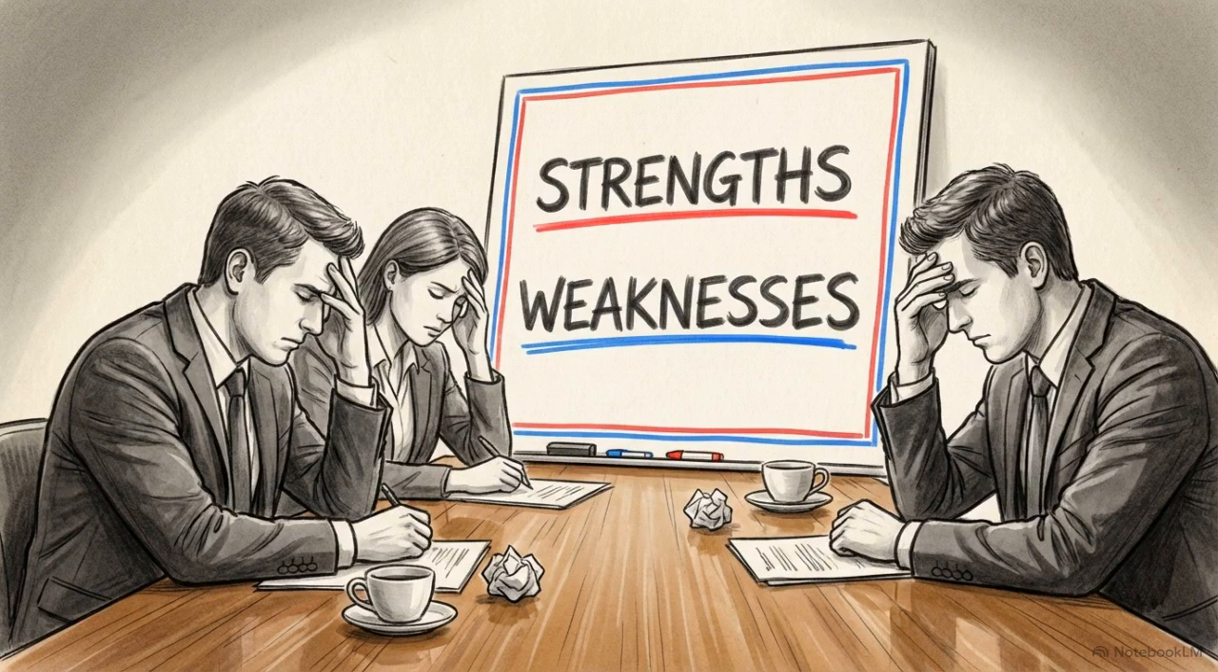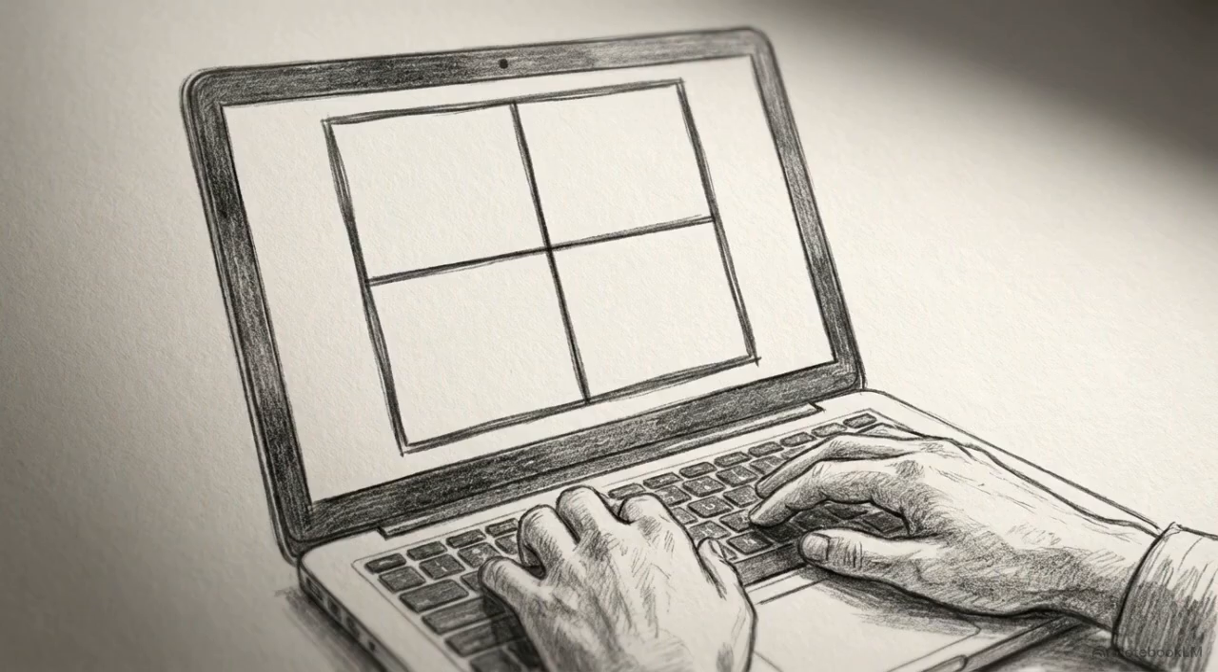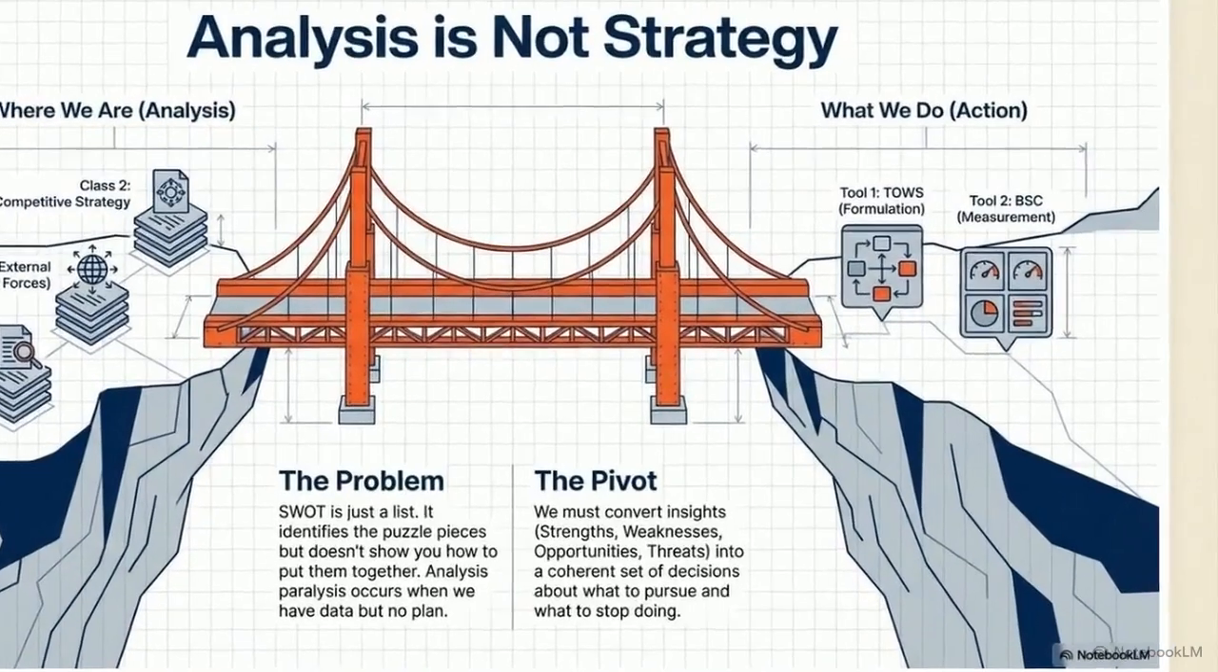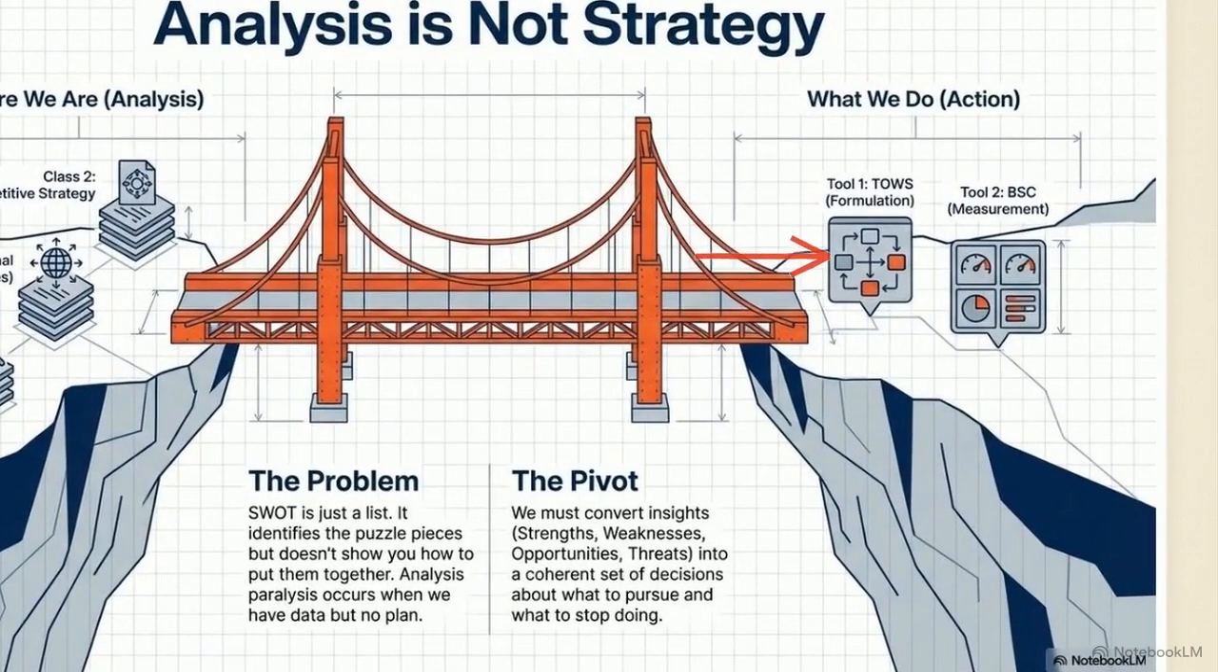This is where most organizations stop. SWOT categorizes your data points effectively, but it doesn't provide the logic to connect those factors into an actionable plan. We have to look at this bridge diagram. It illustrates the crossing from the where-we-are analysis cliff on the left to the what-we-do action cliff on the right. That crossing requires a pivot from SWOT to TOWS.